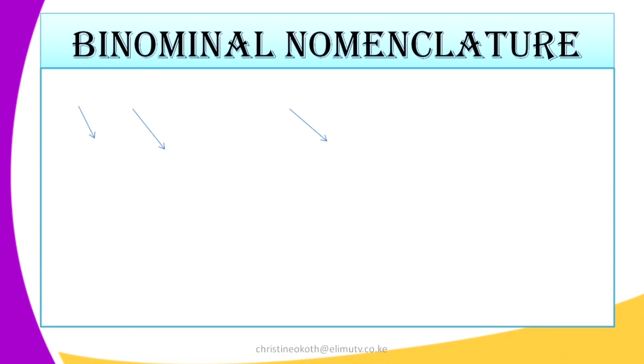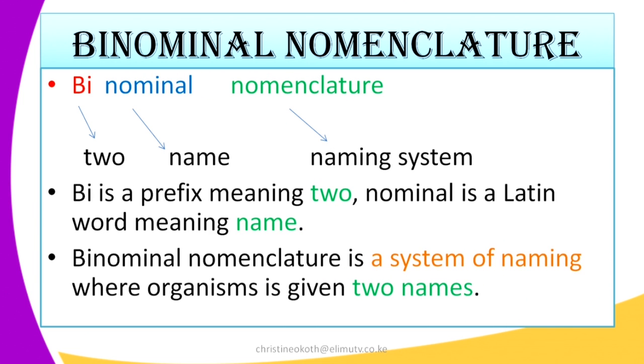So let us proceed to the business of the day. Today we're going to discuss binomial nomenclature. So first, let us start by defining this word. I'm going to break it down into 3 segments. The first one is bi, then nomial, then nomenclature. Bi is a prefix which means two. Then nomial is a Latin word which means name. And finally, nomenclature means a naming system or a system of naming things.